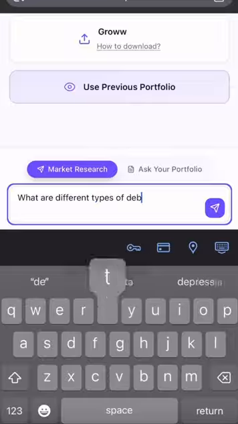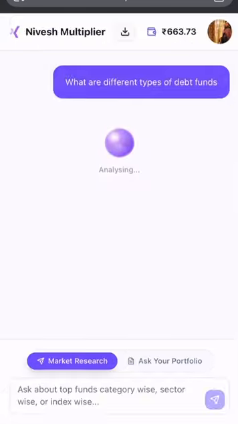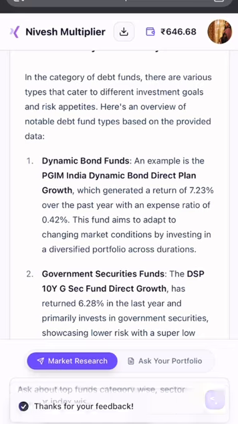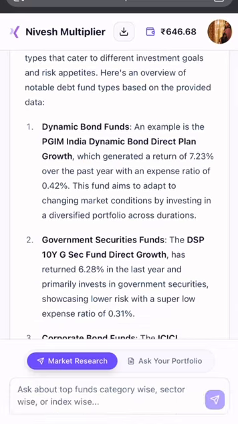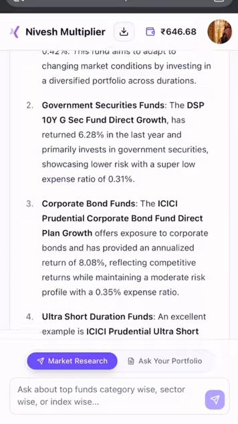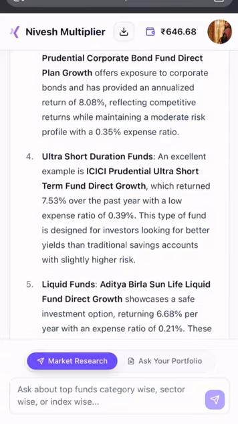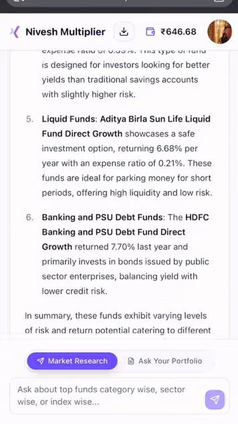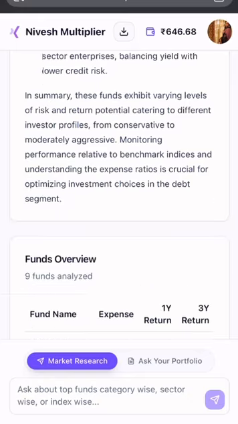So I'll start with typing what are the different type of debt funds. The AI will now tell me that there are different kinds of debt funds, like dynamic bond funds. These are investing into diversified portfolios. Second is the government securities. Third is the corporate bond funds. Fourth is the short duration funds. Fifth is liquid funds, and sixth is government banking and PSU funds.